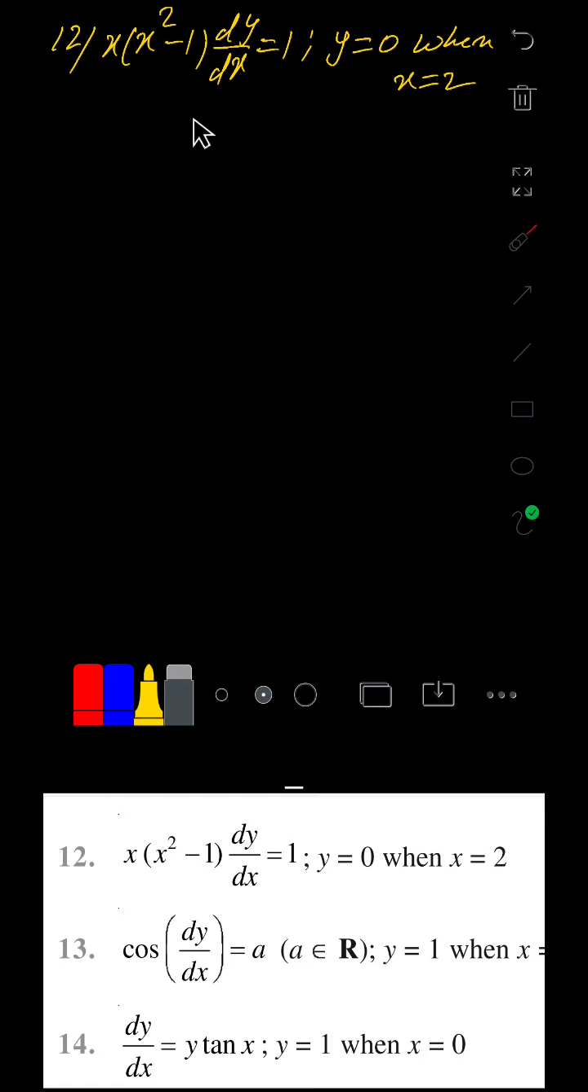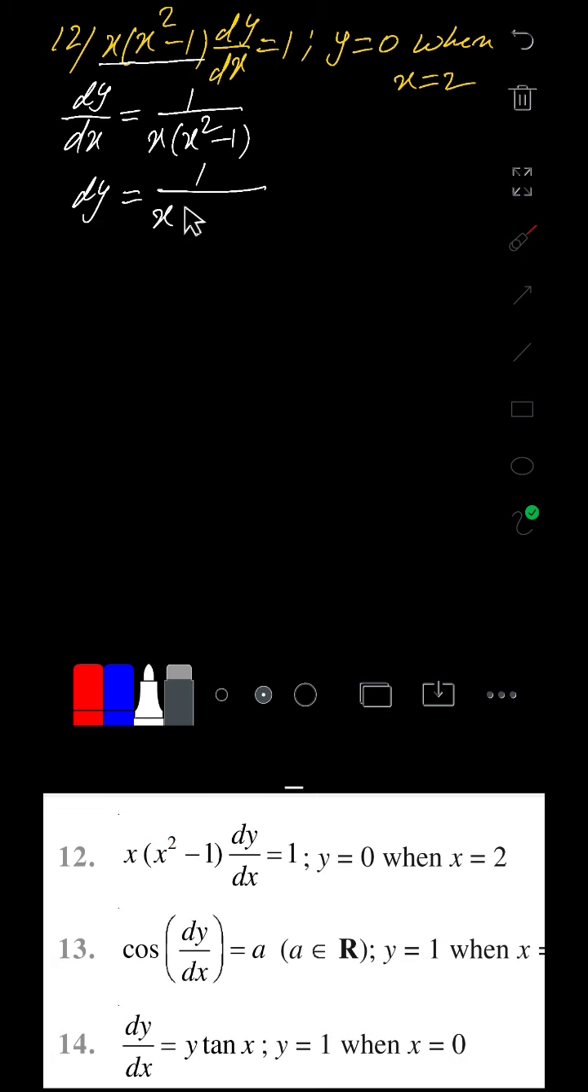So we need to find out this particular solution of this differential equation. First we have to transpose this expression to the right hand side. We get dy upon dx is equal to 1 upon x square minus 1. And then transposing dx to that side, we have dy is equal to 1 upon x square minus 1 dx.